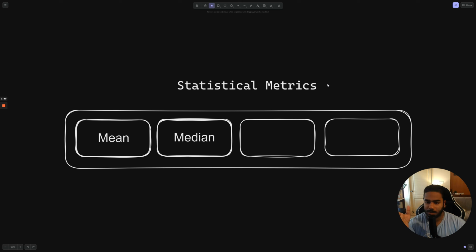Then we have median. Median is the value in the middle. Let's say you have 1,000 data points. The value at the midpoint of the data set would be the median, and intuitively it might seem like it would be the same as mean, right? But that will not be the case for some use cases.